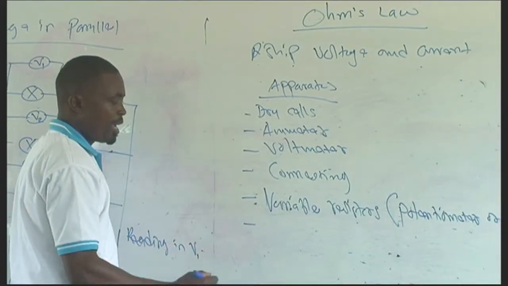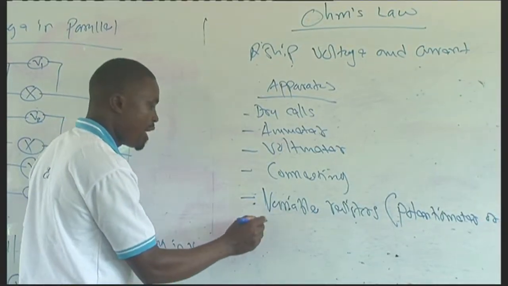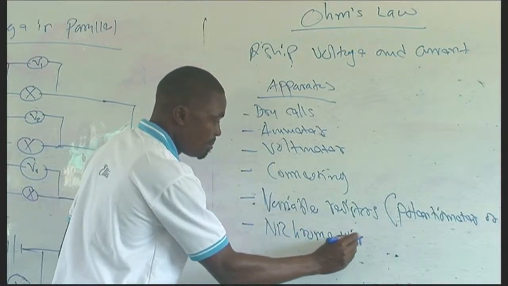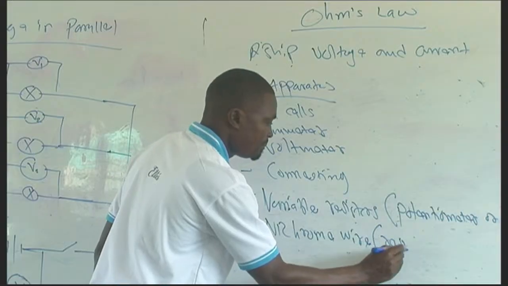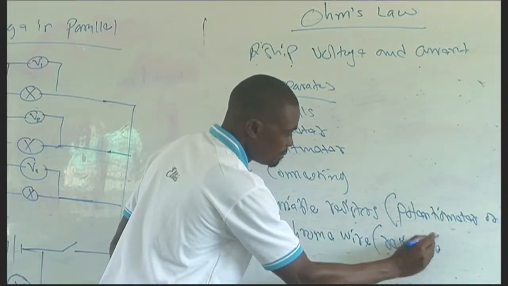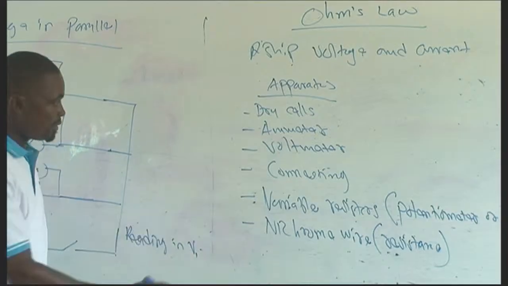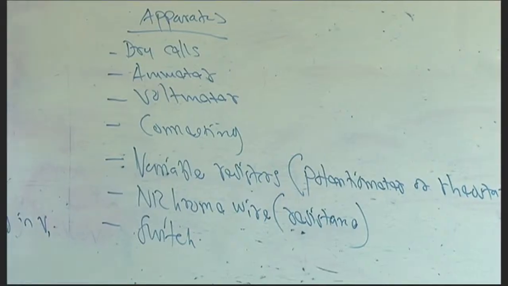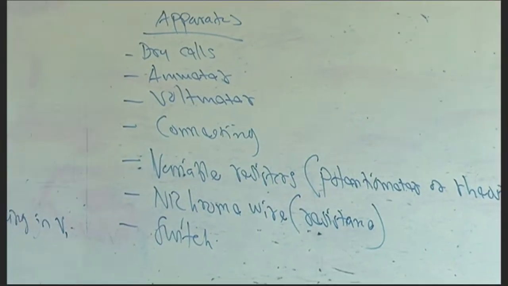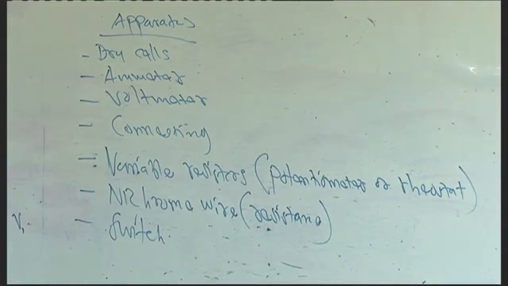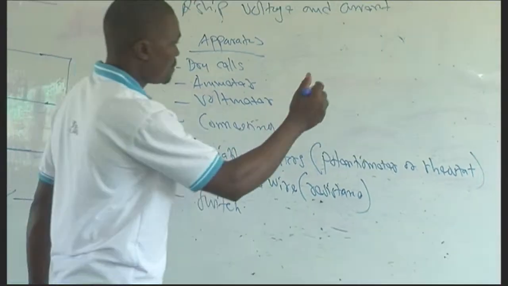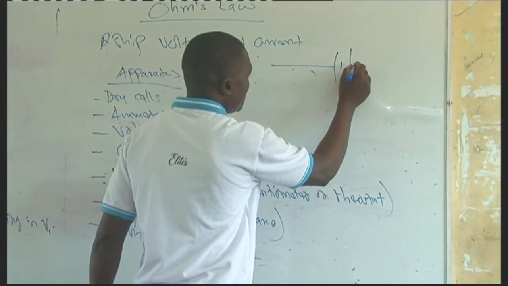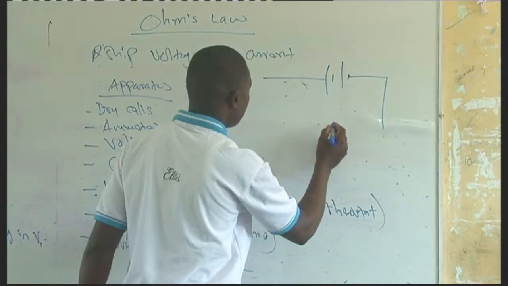Then we also require a nichrome wire, or resistance wire. So these things, when we have our diagram, this time we can have a simple circuit to help us study this. Our simple circuit is just this one here.